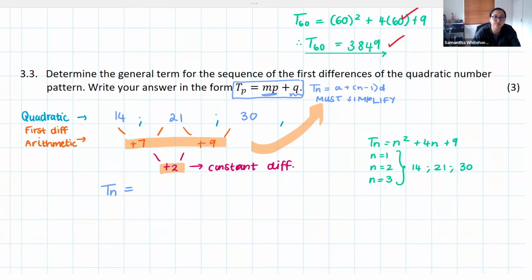Flumeno? Hello, ma'am. Can you please explain again why we're simplifying to the arithmetic sequence?